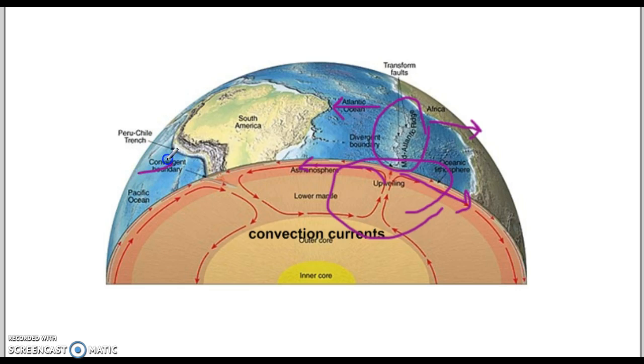And you might notice the same thing over here really quickly. This is the Nazca plate. This is a convergent boundary. It's colliding with the South American plate. Andes Mountains, big deep trench here. And you might see that lining up with the direction of the convection currents. So you have some cool stuff here.